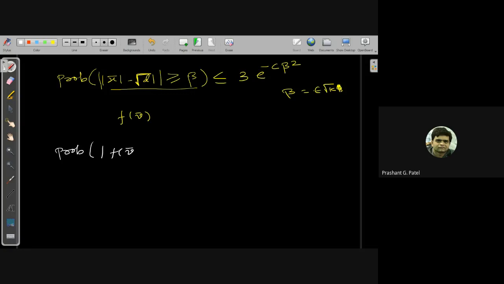So that gives me the probability that the mode of f of v bar minus square root of k, the mode of this, is greater than or equal to epsilon into square root of k. Instead of d we have k, because this thing is in k dimensional space, is less than or equal to 3 times e power minus c into epsilon square k.